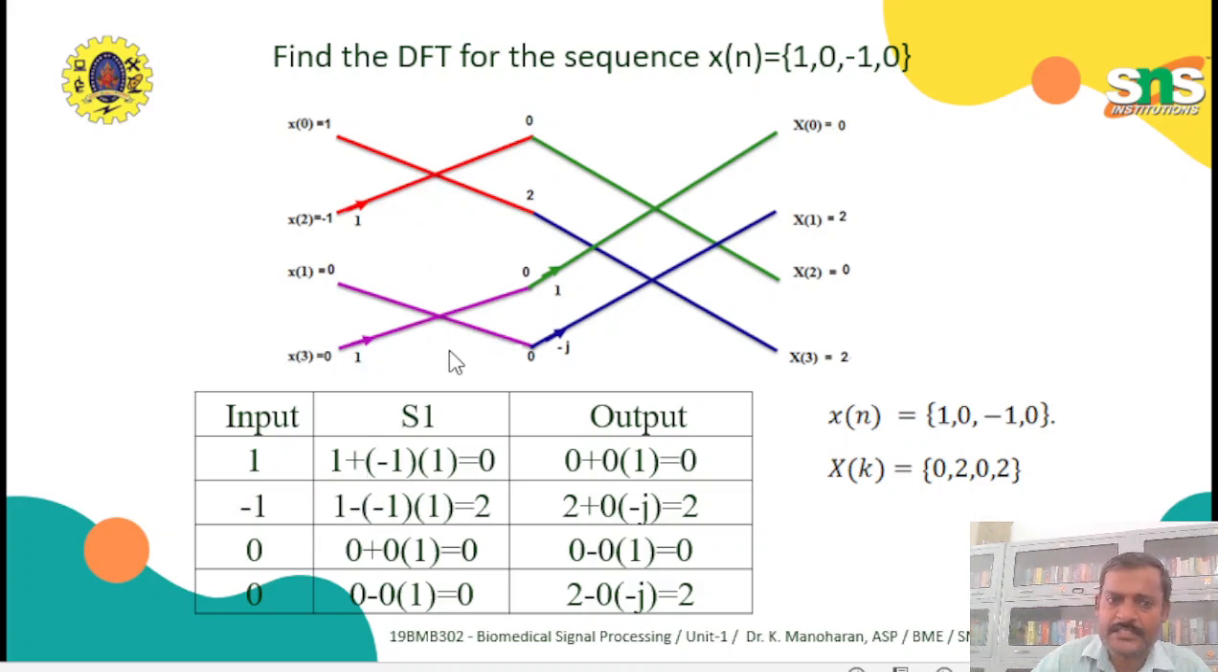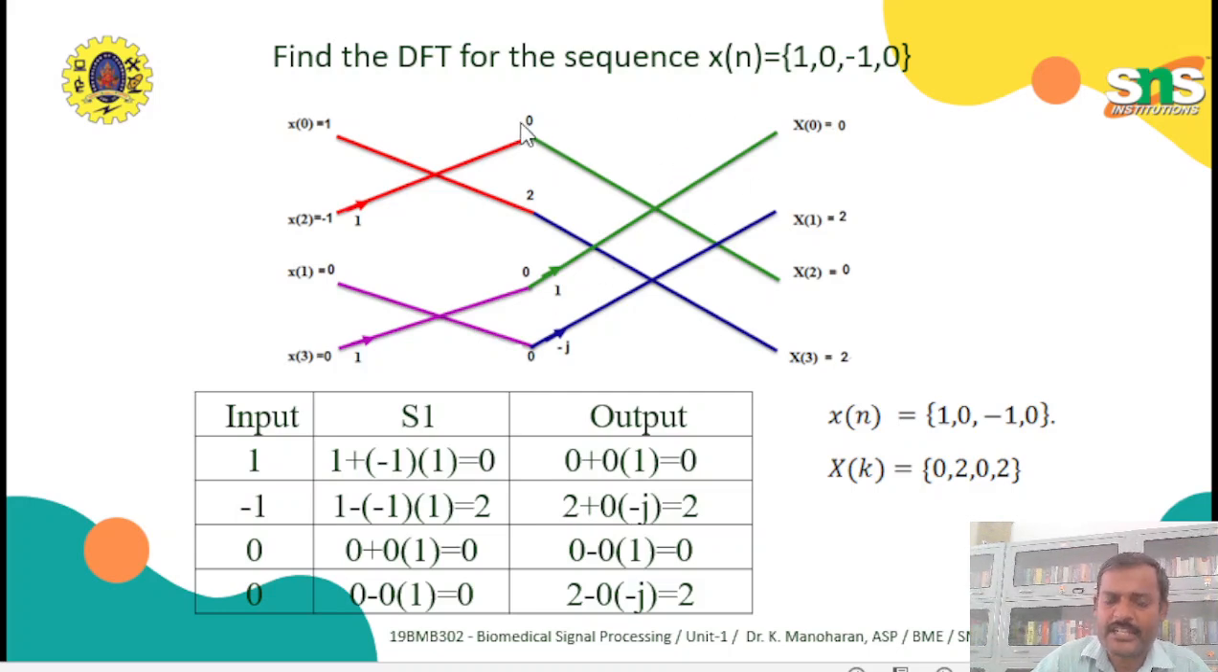Now the second butterfly of the first stage. Both inputs will be 0. We multiply this 1, the twiddle factor, with this 0. So 0 plus 0 into twiddle factor 1. 1 into 0 will be 0, and 0 plus 0 will be 0 here. For the down leaf, we just change from plus to minus. So 0 minus 0 into twiddle factor 1 will also be 0. So the first stage final output will be 0, 2, 0, 0. This is the first stage output.